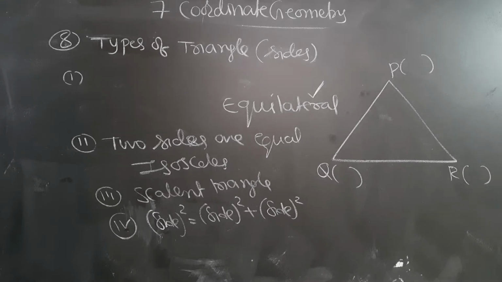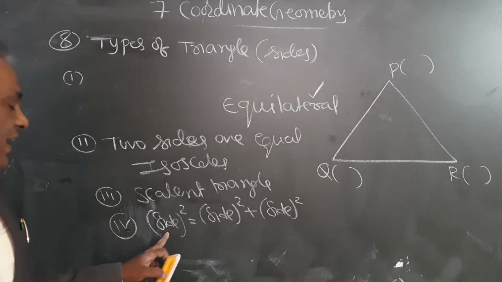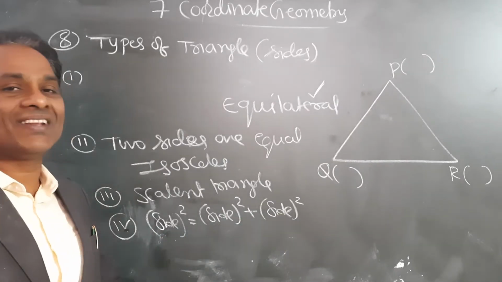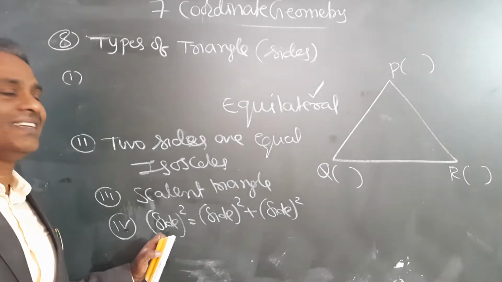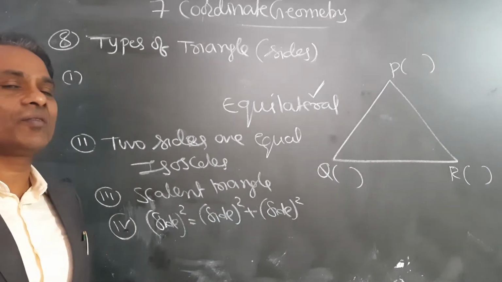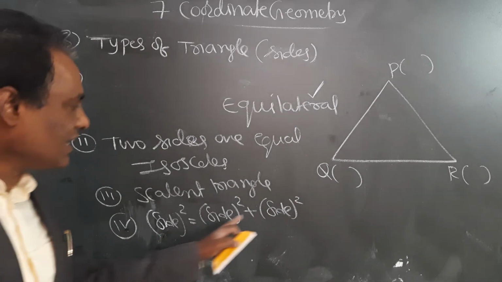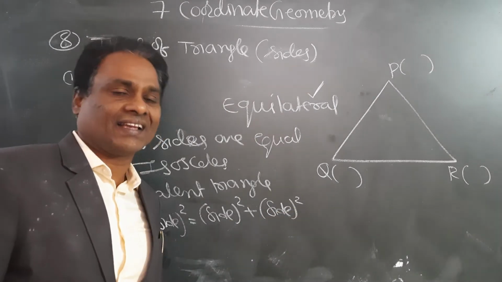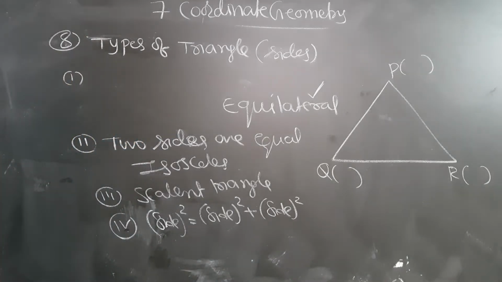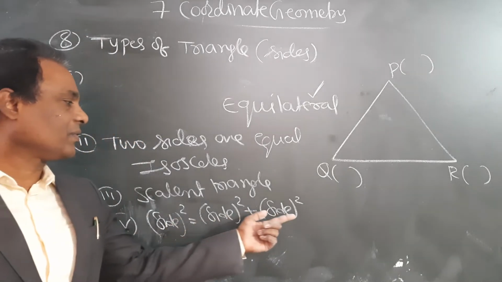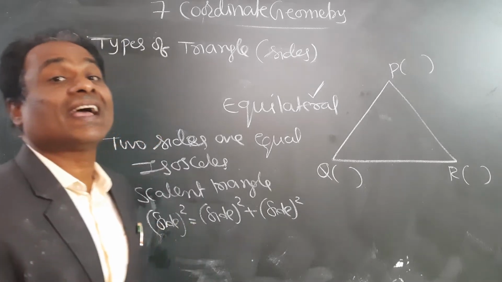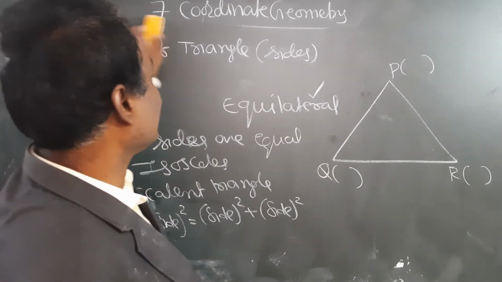Fourth point. If the greater side's square is equal to the sum of the squares of the other two sides, then it is called a right angle triangle.